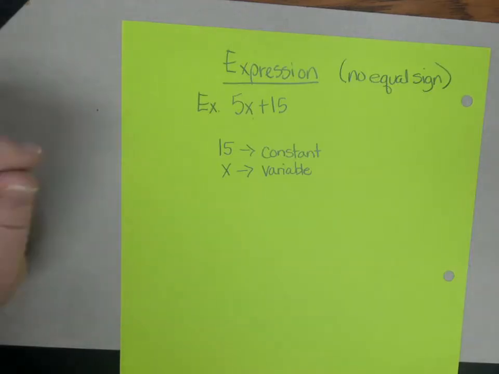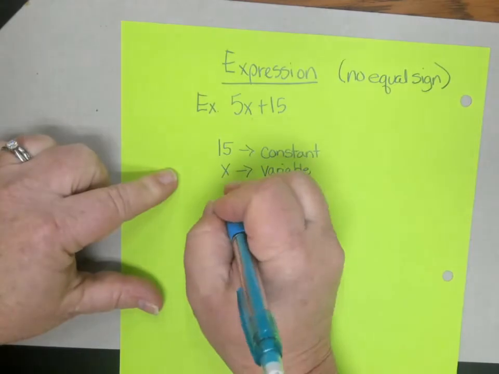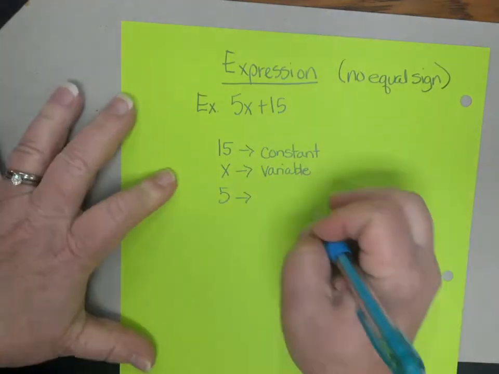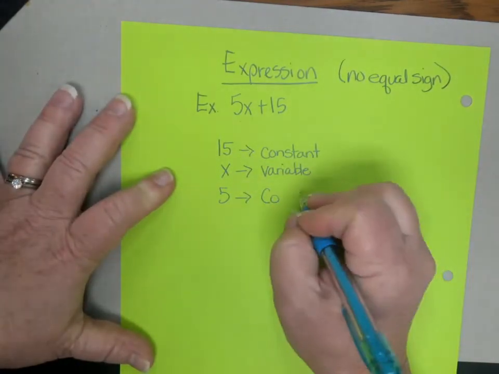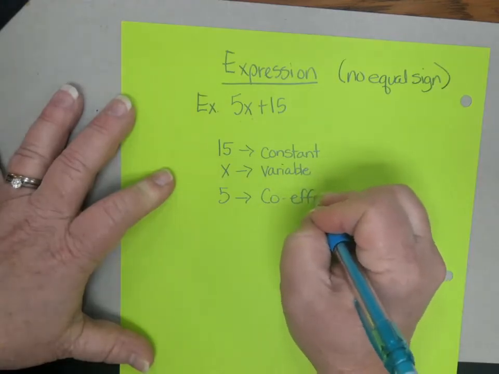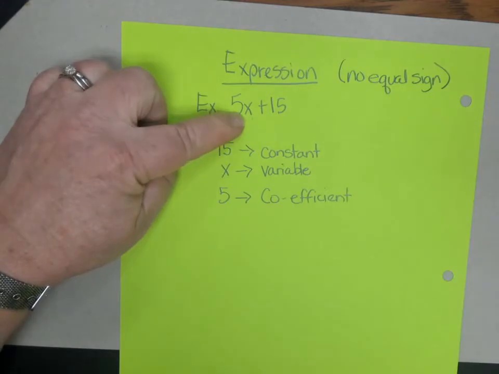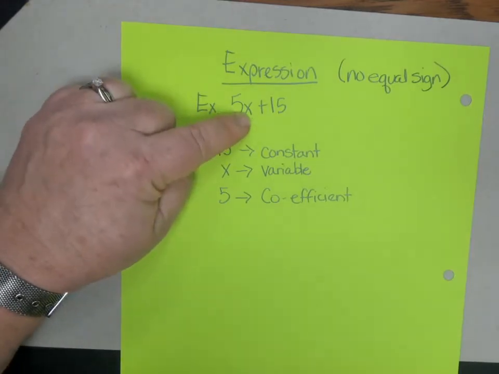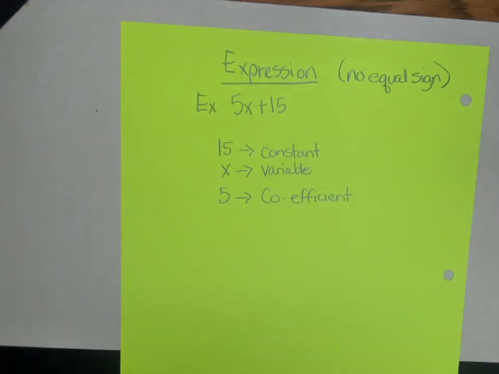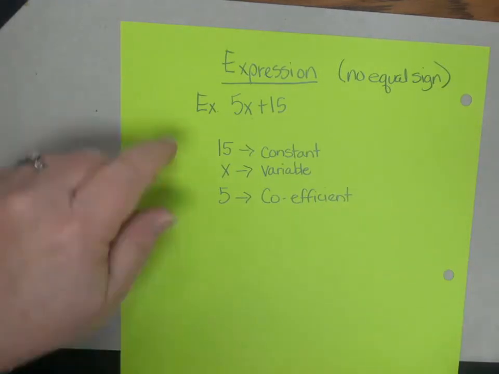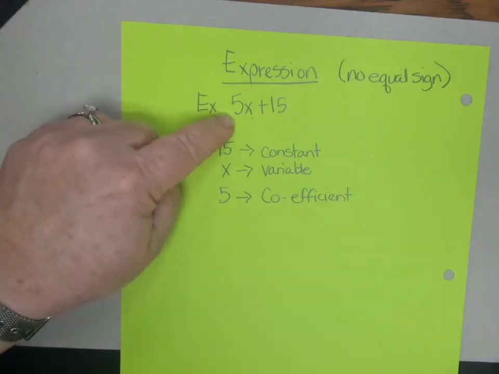Okay? The other part is the 5, and that is known as the coefficient. All right, a number that sits right next to a variable is a coefficient. It co-resides next to the variable. And that always means you're going to multiply your coefficient times whatever your variable ends up being. So here is an expression.